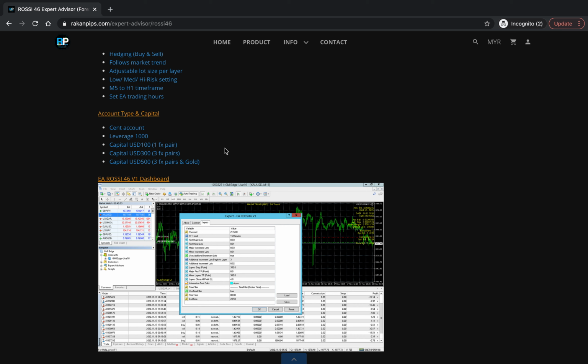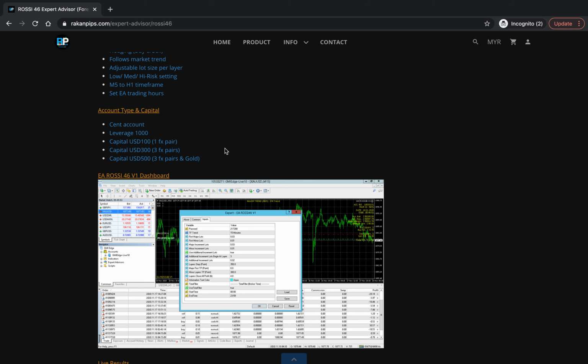And you can have a low, medium or high risk setting for this EA. If low risk, it will be really low risk. Of course, it will be very slow profit, but the risk will be very low as well.